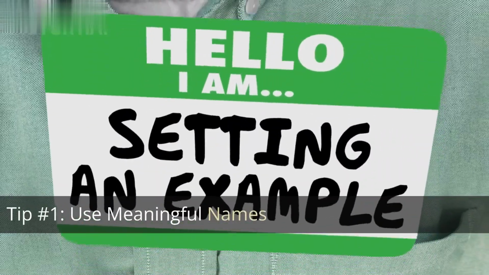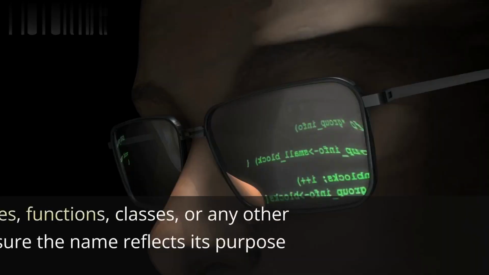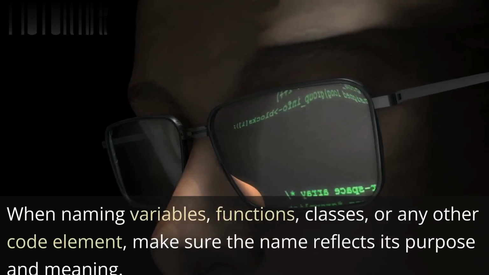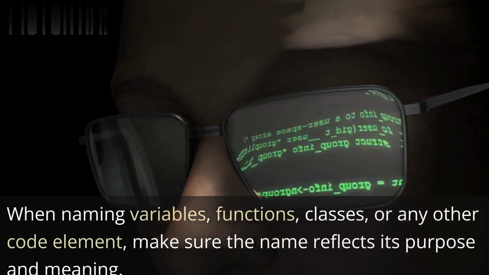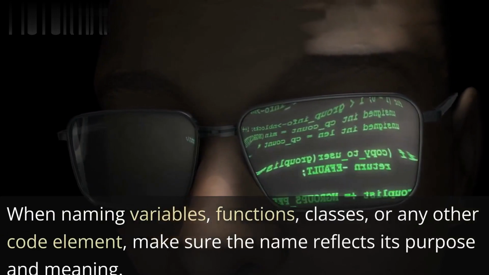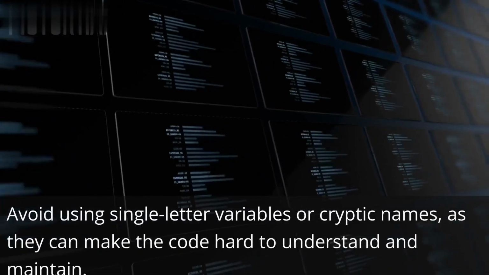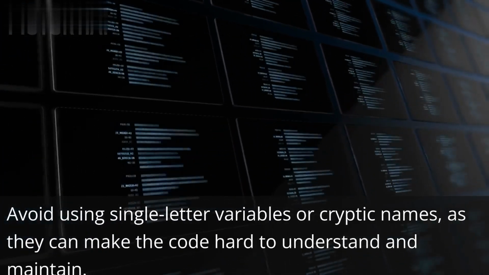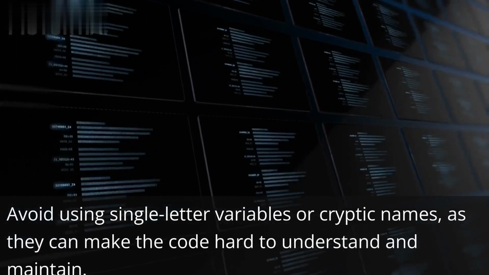Tip number 1. Use meaningful names. When naming variables, functions, classes, or any other code element, make sure the name reflects its purpose and meaning. Avoid using single-letter variables or cryptic names, as they can make the code hard to understand and maintain.